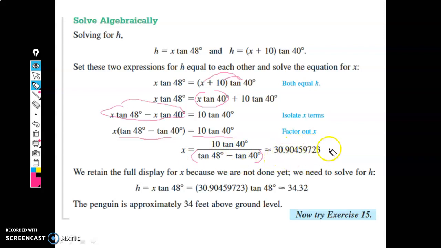That is going to be the height of Mr. Penguin. Actually, no, I lie. That's x. Okay, the height of Mr. Penguin is h, so we have to put this back in for x and work it out to find the height of the penguin. Okay, hope that helps you guys understand it.